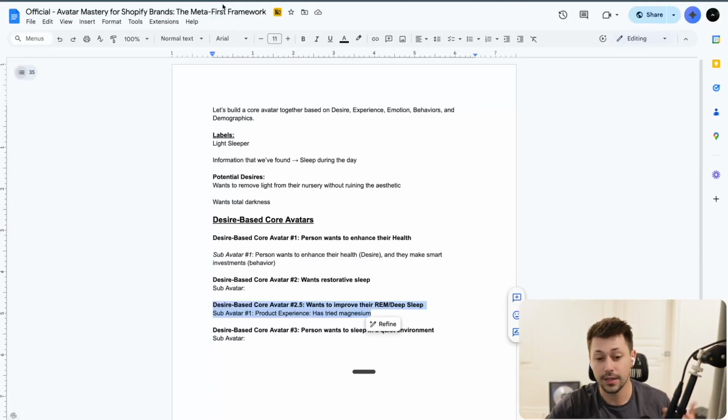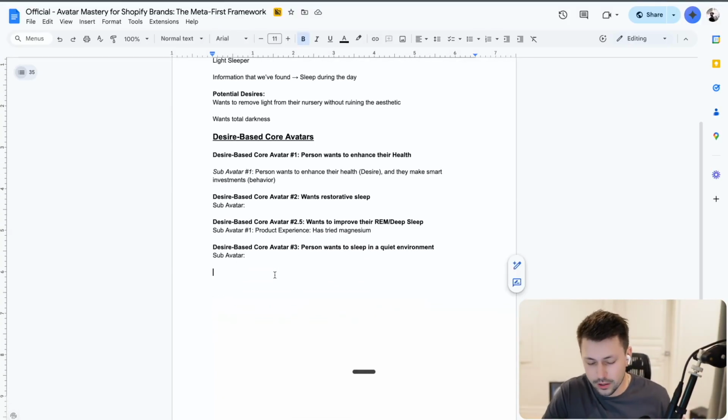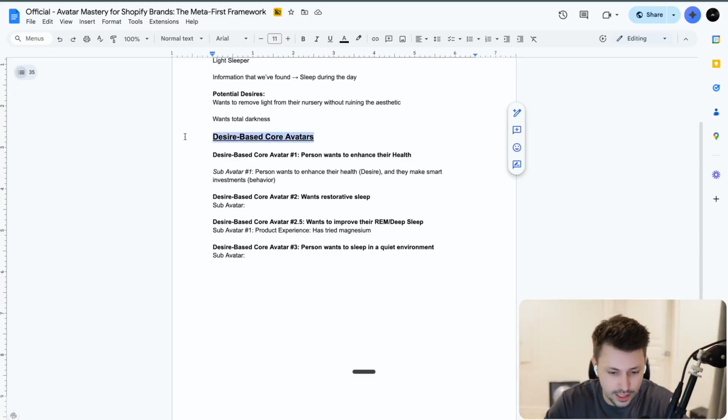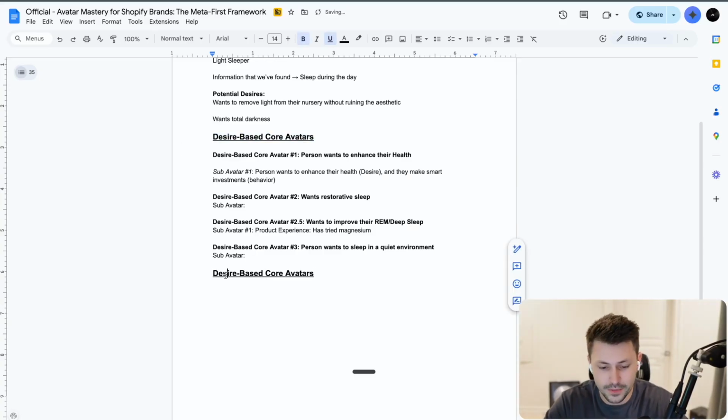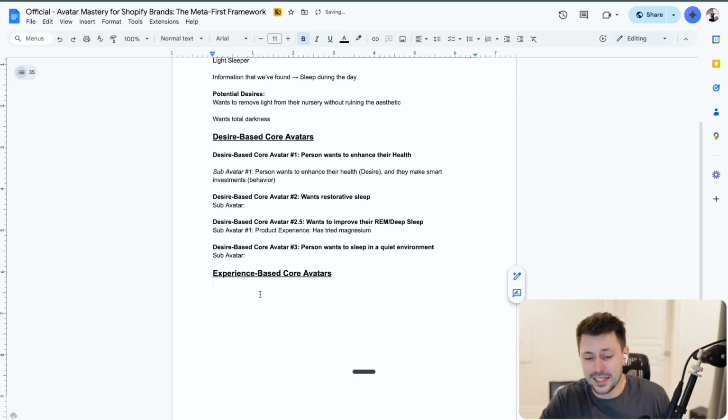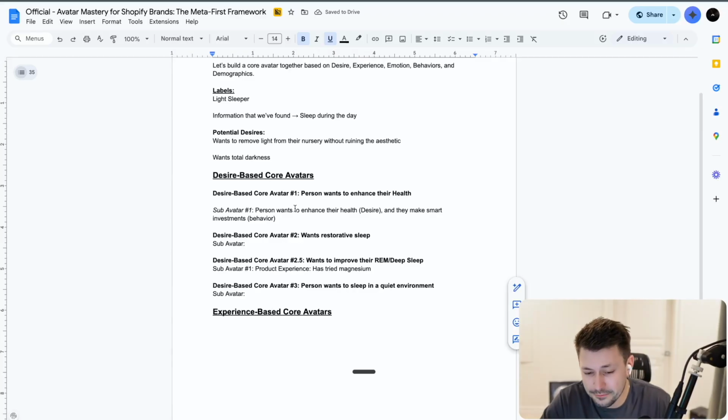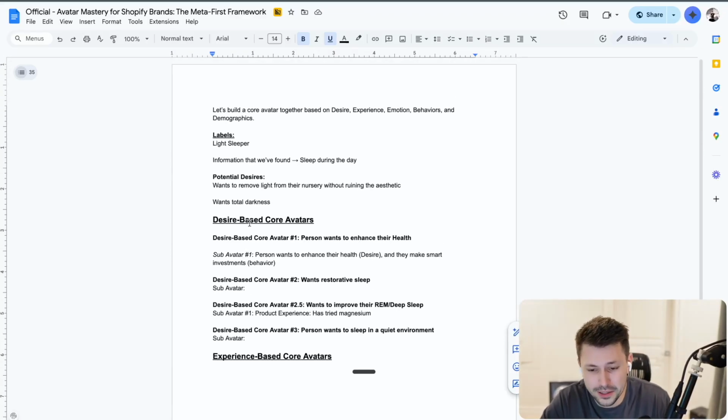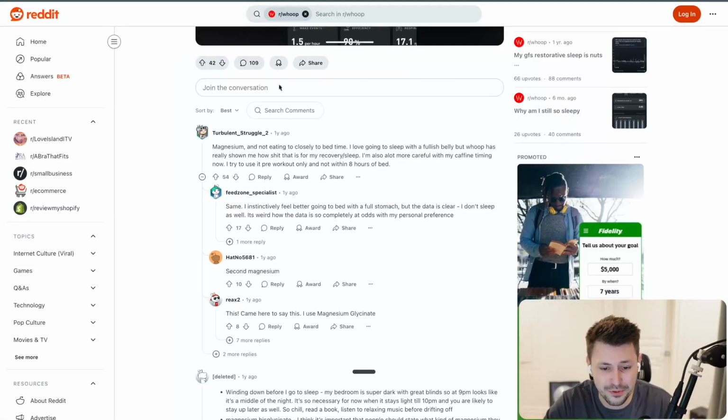Okay. And so that is core desires. I got way too carried away, but now, as you can see, we have desire-based core avatars. And again, if you guys want to see, because I didn't even talk about it, if we get to experience-based, and I still think desire-based are the best, experience-based core avatars, we could just take a look at this.